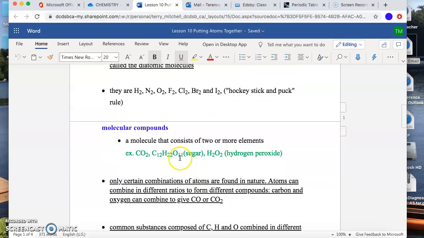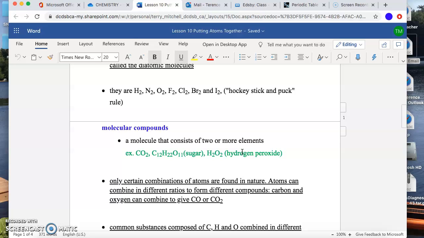Molecular compounds. This is where we have more than 2 atoms together, but we have different atom types. So you can see carbon dioxide here. You can see one of the versions of sugar, 12 carbons, 22 hydrogens, and 11 oxygens, and hydrogen peroxide, which you might have in your bathroom for disinfecting cuts, that sort of thing. And that's 2 hydrogens and 2 oxygens.